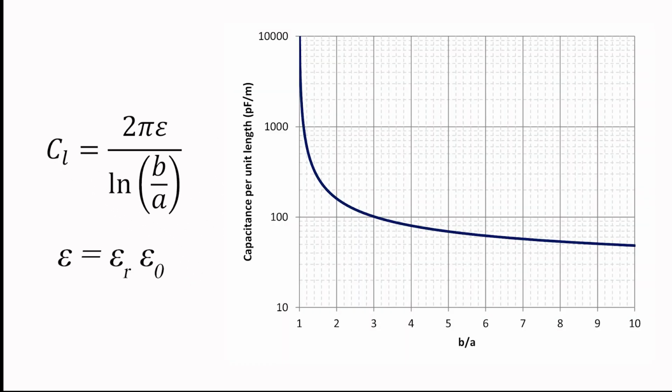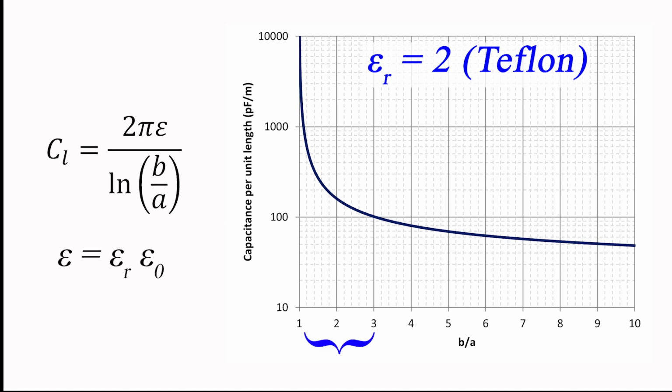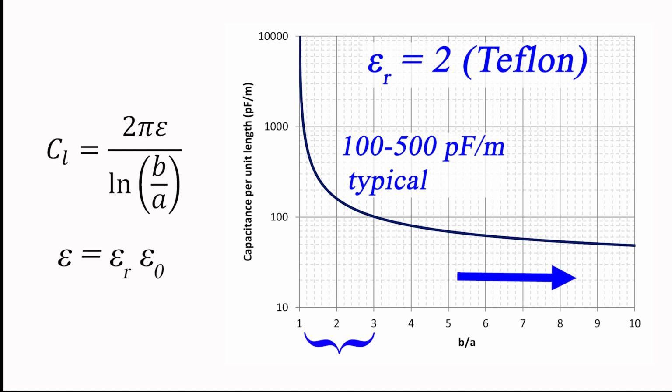Here is a graph of that expression using a dielectric constant of 2, typical for Teflon. Coaxial cables will have a B over A ratio of just a little bit over 1 to maybe 2 or 3, giving a capacitance generally in the range of a few hundred picofarads per meter. Due to the logarithmic relationship, once the B over A ratio is above about 4 or 5, the capacitance does not change much.